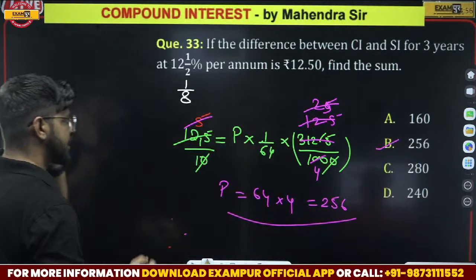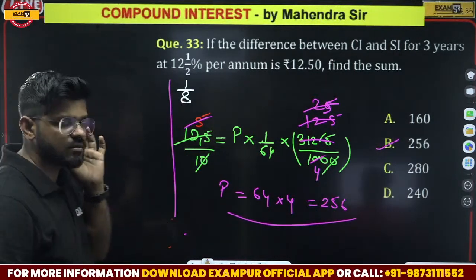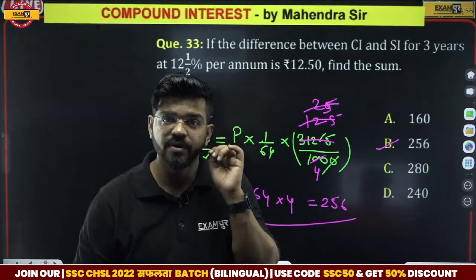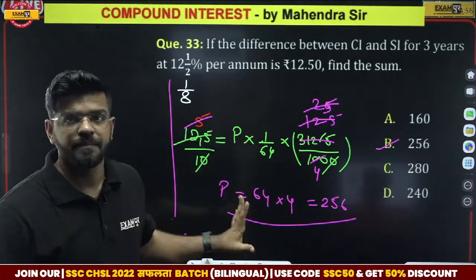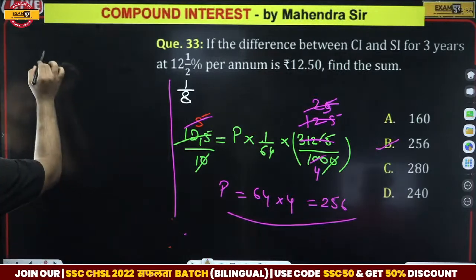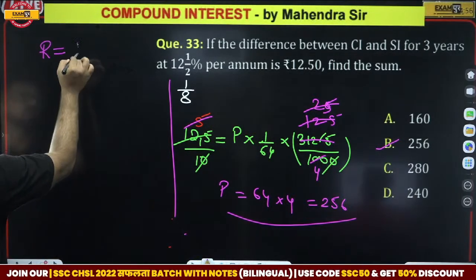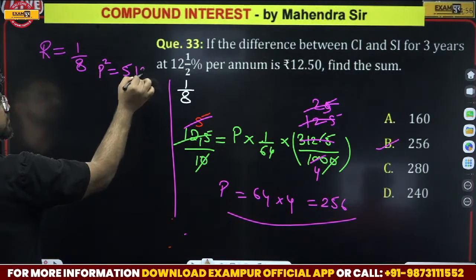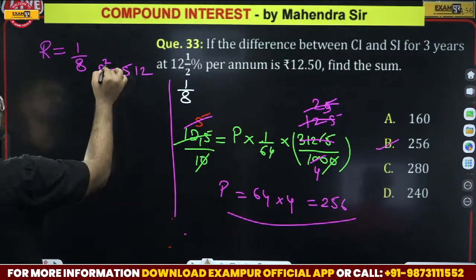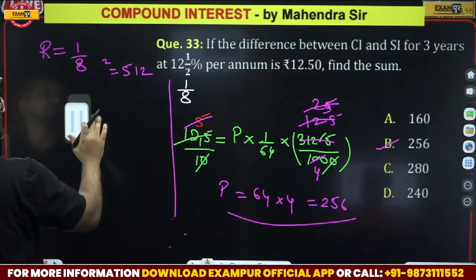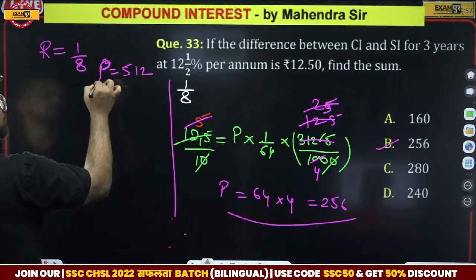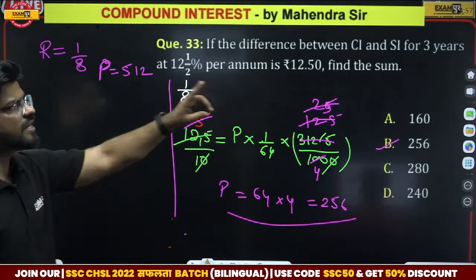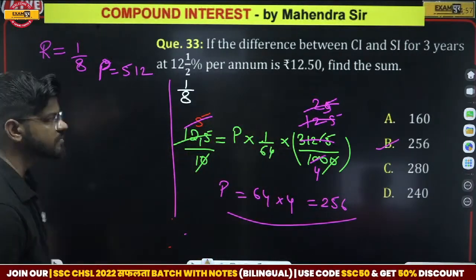So this is how the calculations are going to work in here. Okay, but if we use the slab method for 3 years, R is equal to 1 by 8, that means P is 8 square is equal to 512. P cube, P will be 8 cube. For 3 years, we have to power 3.